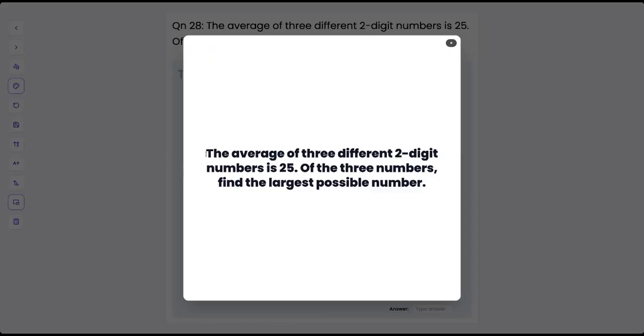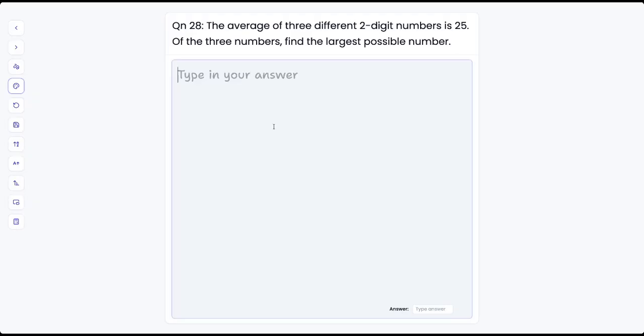Question 28. The average of three different two-digit numbers is 25. Of the three numbers, find the largest possible number. Okay, so we have three different two-digit numbers, and the average is equal to 25.